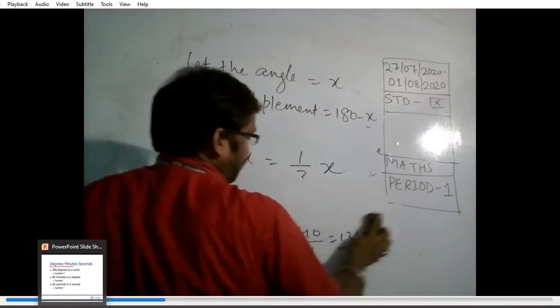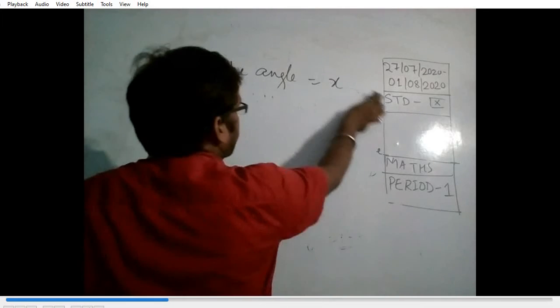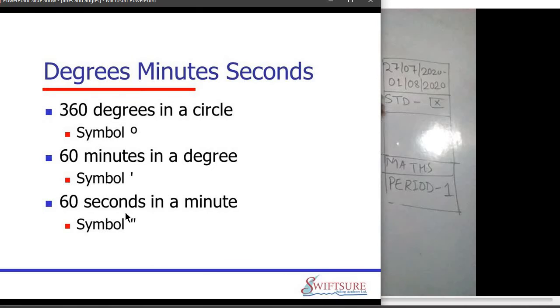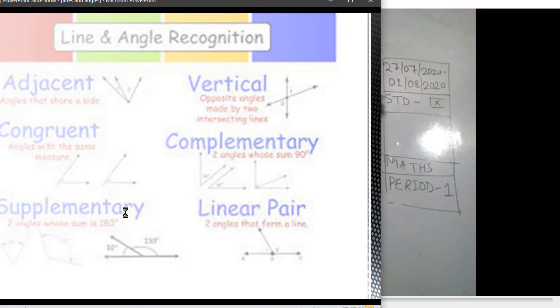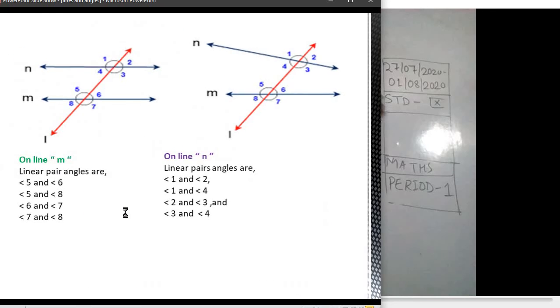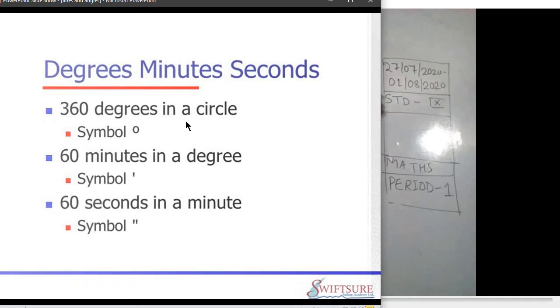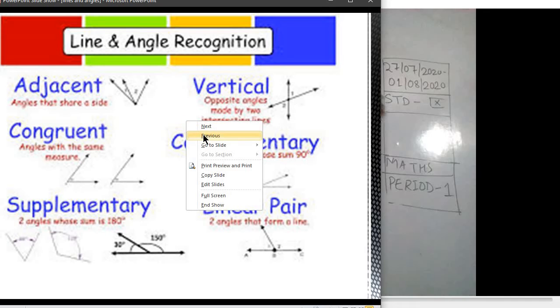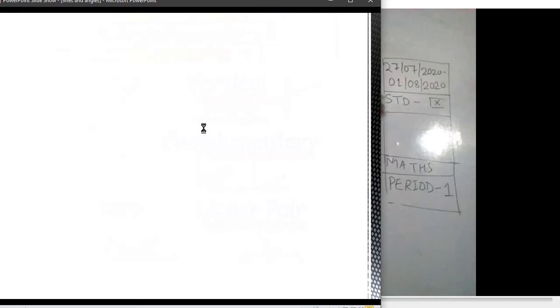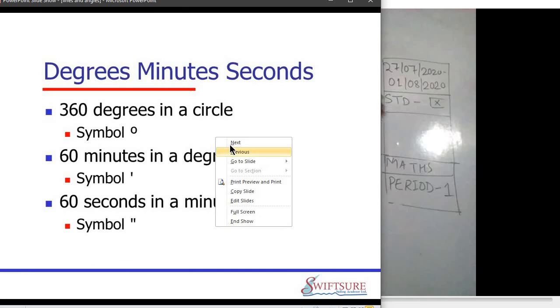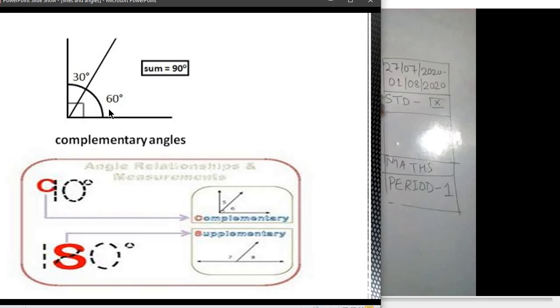If you have not remembered that, then you may see it one more time. This here is complementary angles. Two angles are there, their sum is 90 degrees, so they are complementary angles, and 60 is the complement of 30, 30 is the complement of 60.